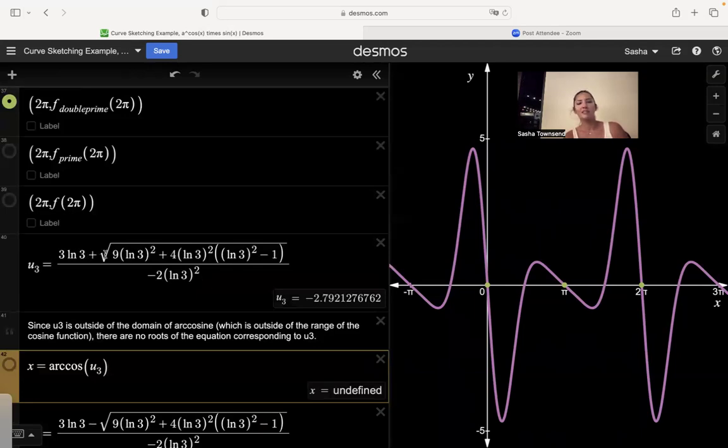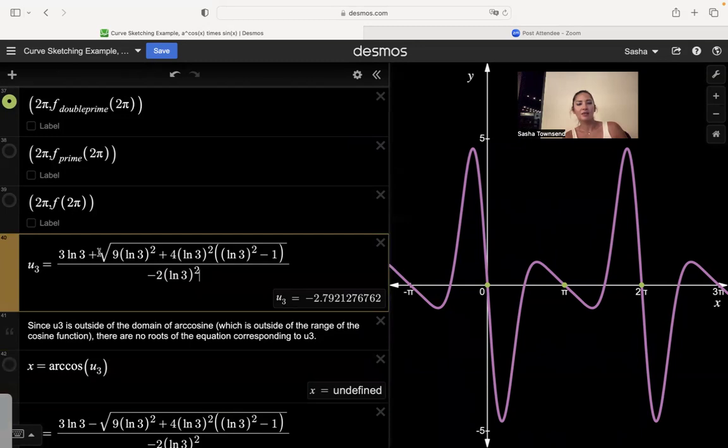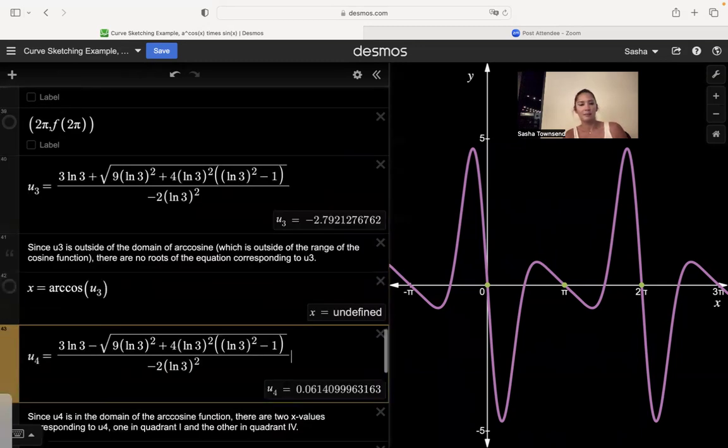And this is the -b plus the square root of b squared minus 4ac all divided by 2a. When I evaluate that, I get a U value that's negative 2.79. Cosine of x is never negative 2.79. So there are no x values that correspond to that particular value of U. If I try to evaluate the arc cosine of that U value, I get an x value that is undefined. But at the other one, when U is equal to negative b minus the square root of b squared minus 4ac over 2a, we get a U value that's 0.06. So the cosine value is 0.06 sometimes.